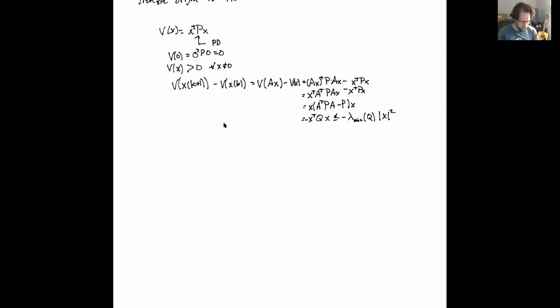And then it just remains to find the P and Q that guarantee this. So you just need to solve A transpose P A minus P is equal to negative Q. And it turns out that if you can solve this, it shows that all the eigenvalues are less than 1. And it's a bidirectional equivalence here.